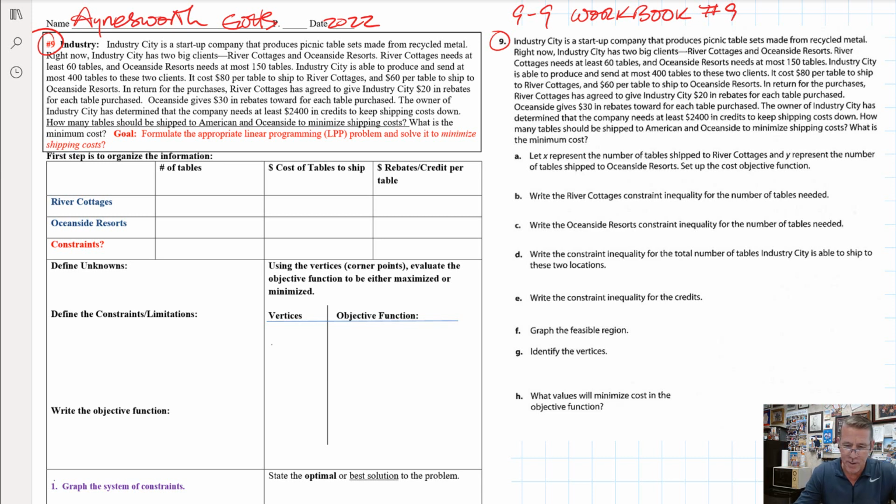All right, everybody. This is Mr. Aynesworth at Great Oak High School, and we are in financial algebra here in Chapter 9, Section 9, working on linear programming and optimal outcomes. And we're going to be working on problem number 9.